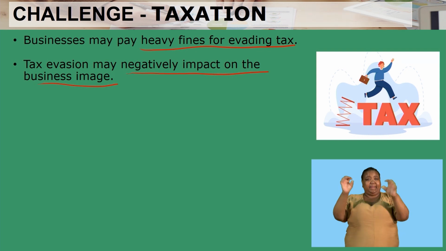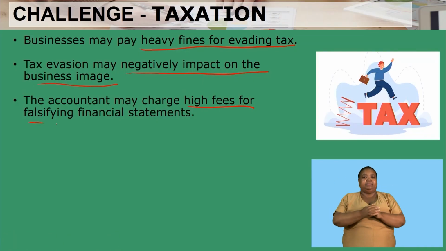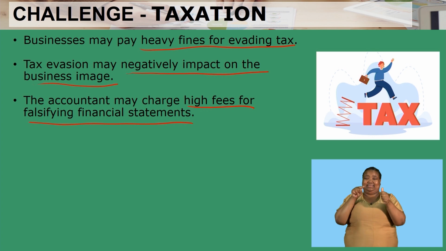Imagine now we are all over the newspaper to say this business has not been paying tax, or they were evading tax, or they've submitted wrong information, or they did not declare all their income to SARS. So it's a negative image. It portrays a negative image, and no investor would want to invest in such a business that is known for doing bad, basically.